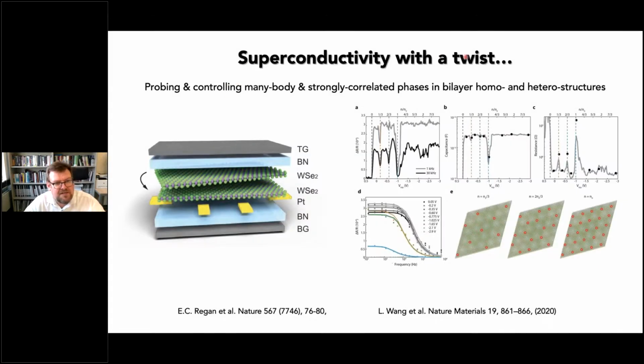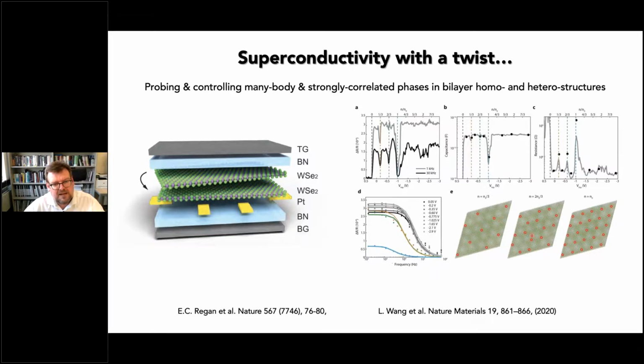Last slide: where is all of this going? Where are we and other groups going? There have been some remarkable achievements in the past 12 months, and a couple of them are shown on this slide. I won't discuss the results, but I want to tell you that in homobilayers, where you have tungsten diselenide on both layers, the twist angle, just like graphene, gives rise to Moiré physics, and it gives rise to flat band physics.